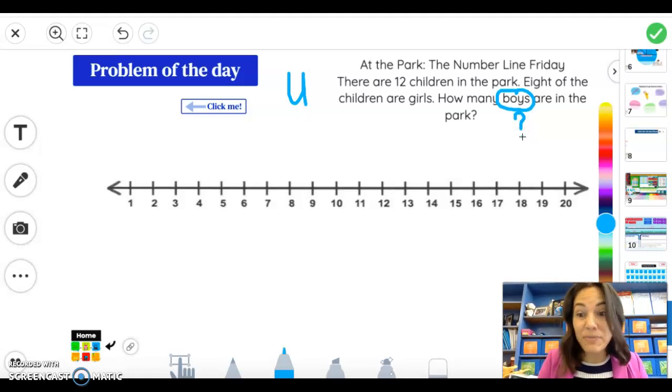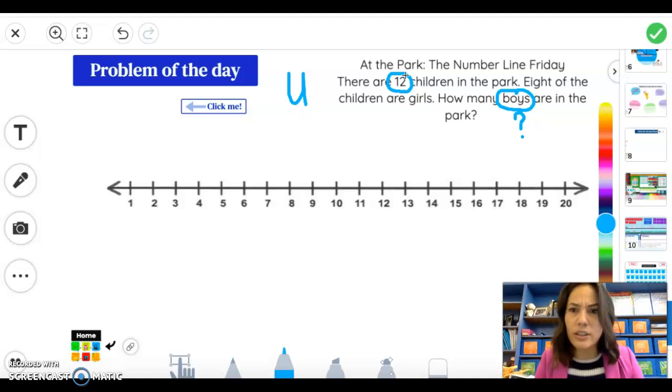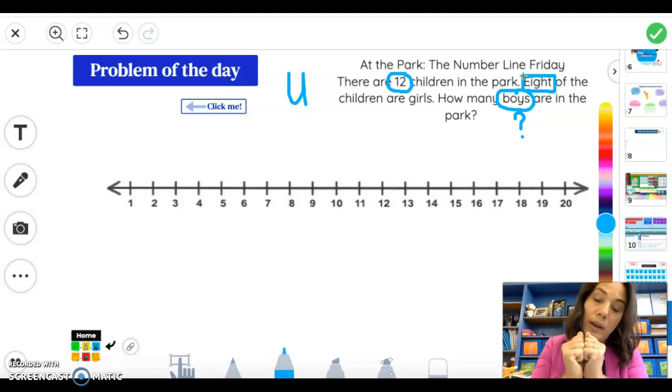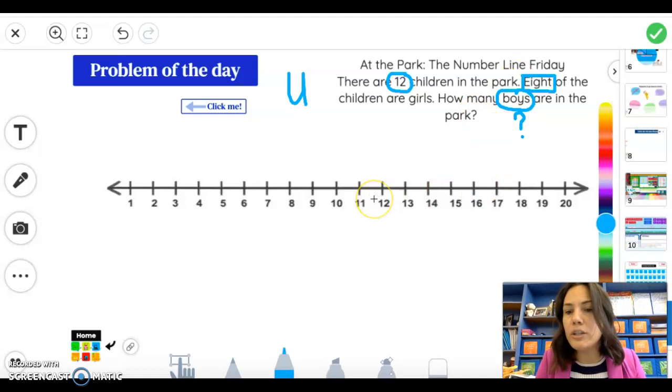Now, did they give me information? They did. They told me how many there are in total. So I already know how many kids there actually are. There's 12 kids. How many of those kids are girls? Let me see here. Oh, it says it right here. 8. So 8 of the kids are girls. The other part of the kids are boys. Altogether, there's 12. So let me go down here to my number line.